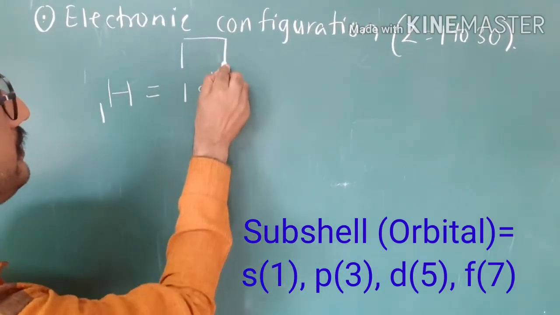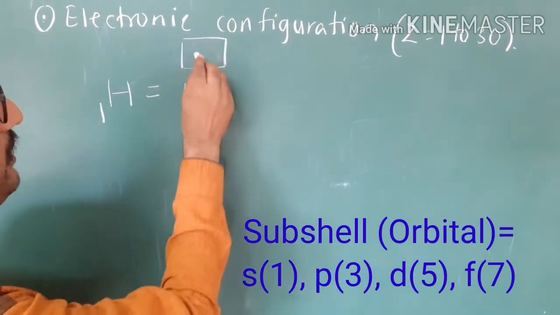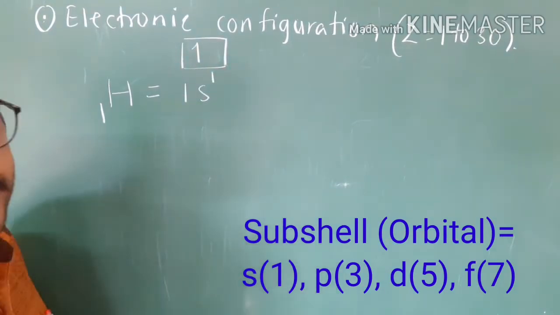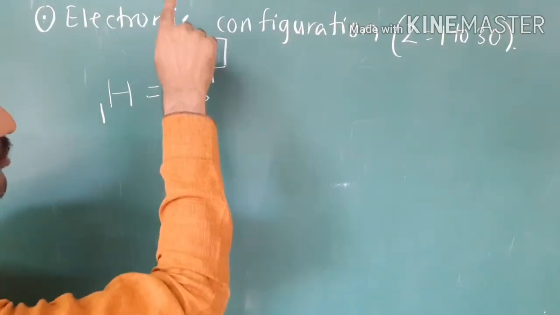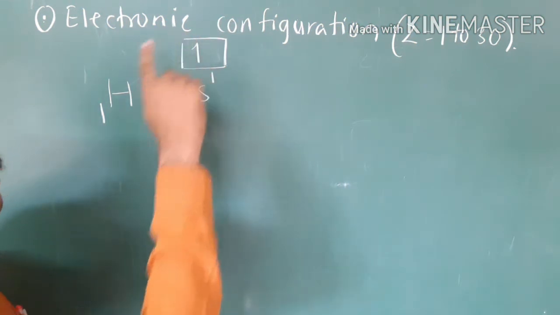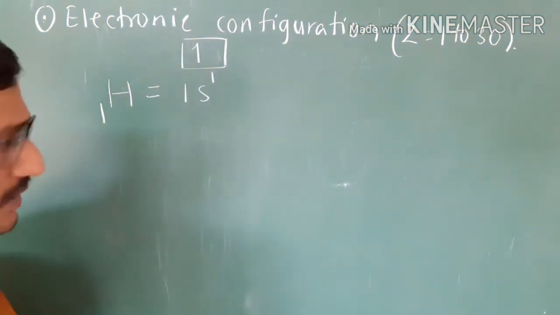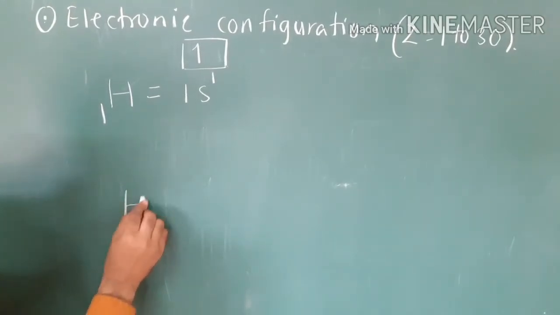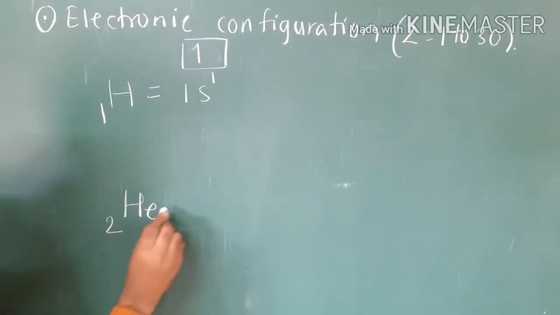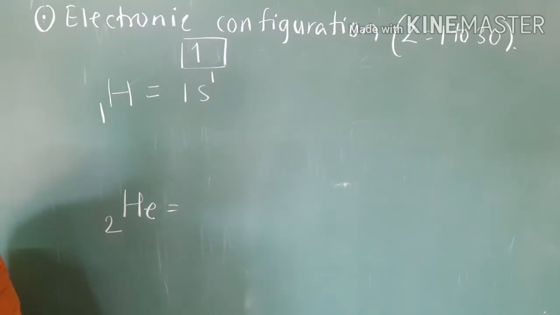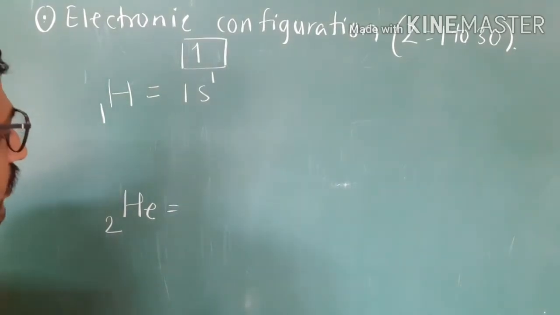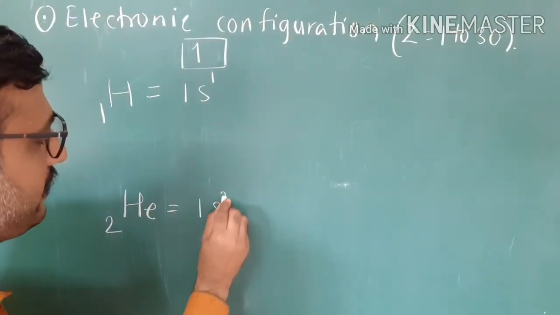The s subshell is made up of one orbital, that's why we can write it like this. This half-headed upward directed arrow indicates the single electron of hydrogen. 1s1 is the electronic configuration of hydrogen. Second is helium. Its atomic number is 2, which means helium consists of 2 electrons. Its electronic configuration is 1s2.